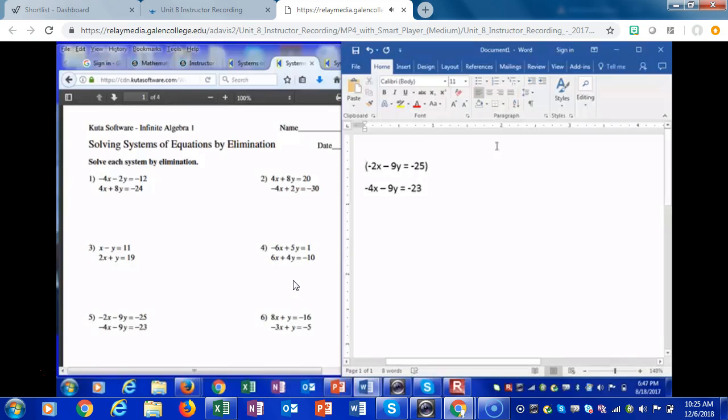If you wanted to eliminate the y's, you notice you have negative 9y and negative 9y. You can multiply either the top equation or the bottom equation by negative 1. Your question would be, why are we multiplying by negative 1? Because negative 1 times negative 9 is positive 9. Positive 9 minus 9 is just 0, which eliminates the y's. Okay? So, let's go ahead and do that. So, let's use negative 1.